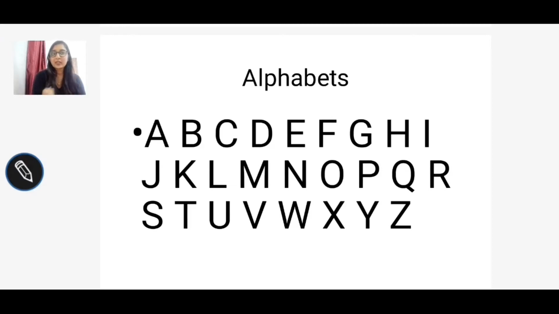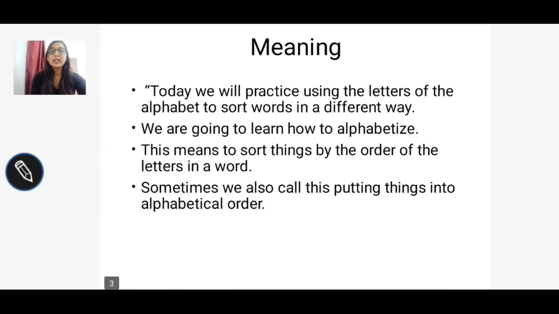We are going to use these alphabets in order to sort the words in alphabetical order. So, today we will practice using the letters of the alphabet to sort words in a different way. We are going to learn how to alphabetize. This means to sort things by the order of the letter in the word. Sometimes we also call this putting things into alphabetical order.